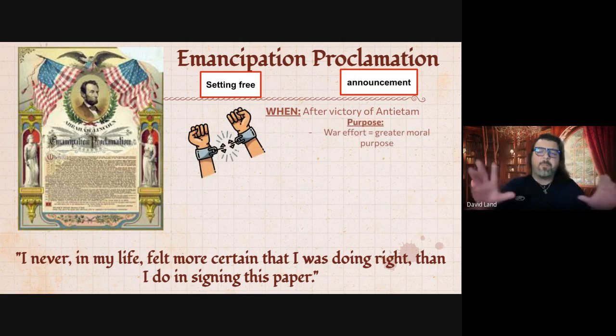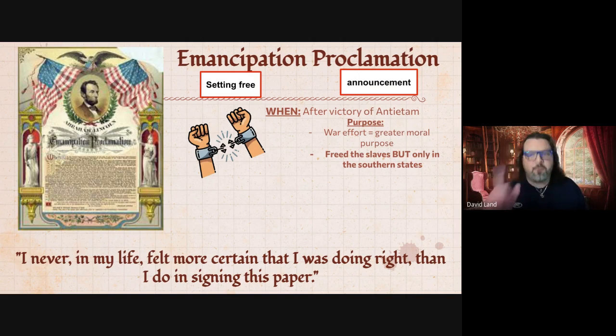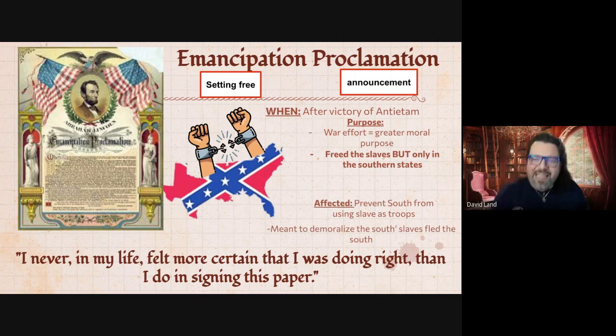He says, our purpose should be to have a moral purpose. So in other words, we shouldn't just fight to keep the Union together. We should fight for the freedom of the slaves. So we should free the slaves. But here's the thing. The Emancipation Proclamation only frees the slaves in the southern states. Think about that. The African Americans in the North are already free. But then you have those border states. Remember those border states? Those slaves were not let free. Little trick right there. Now, the Emancipation Proclamation frees the slaves in the South. Why?